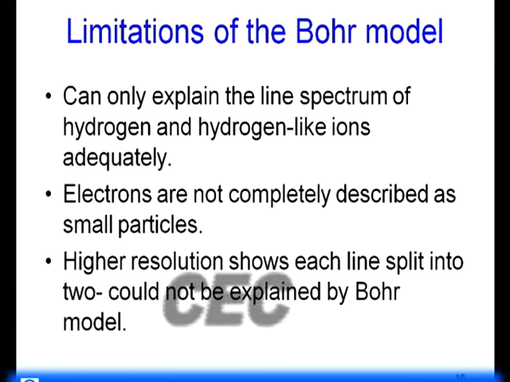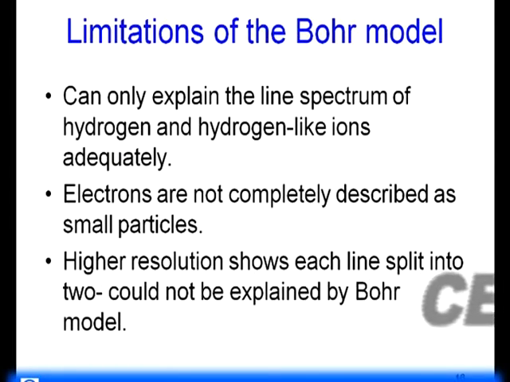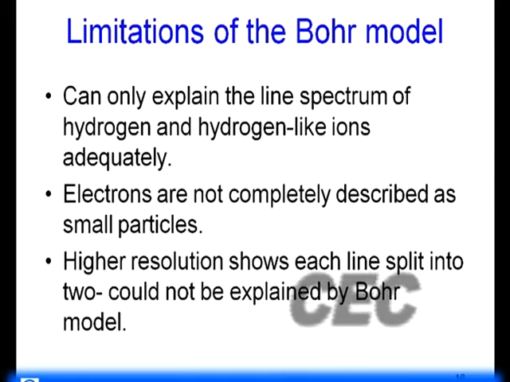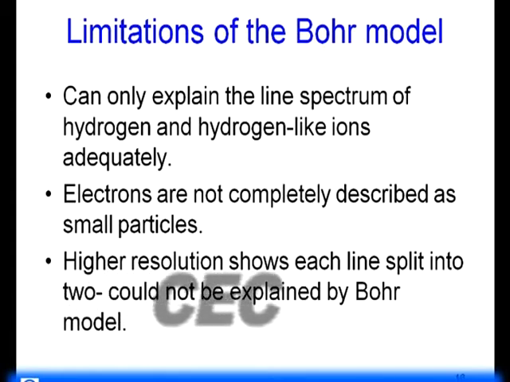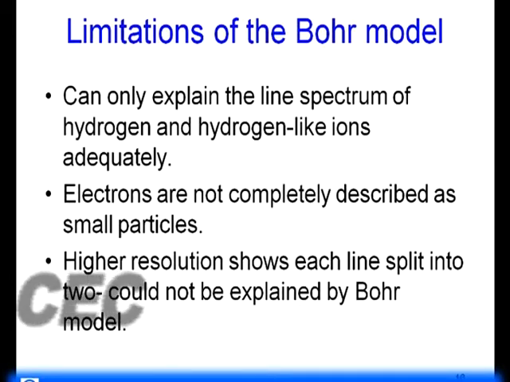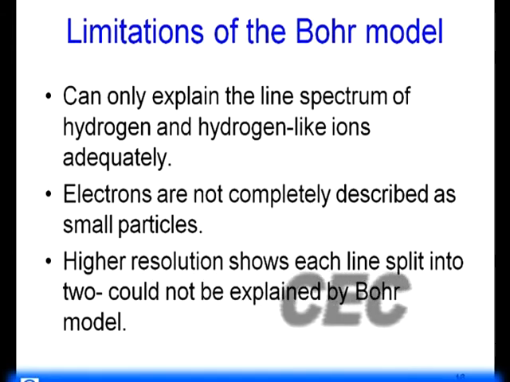Now, Bohr's model had certain limitations. At that time, it was an absolutely new concept, and it was able to explain many of the phenomena related to spectroscopy. We were able to explain the hydrogen and hydrogen-like spectra, but there were certain limitations to his model. It was only able to explain hydrogen-like species and the hydrogen atom, and as we know, electrons cannot be described completely as small particles, they also have wave character. This he did not take into account.